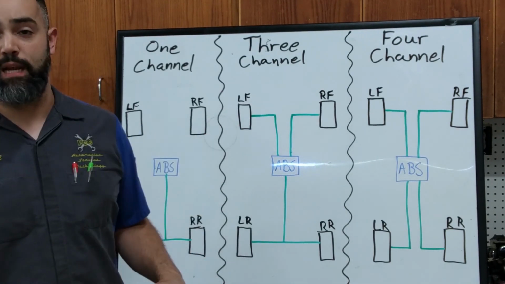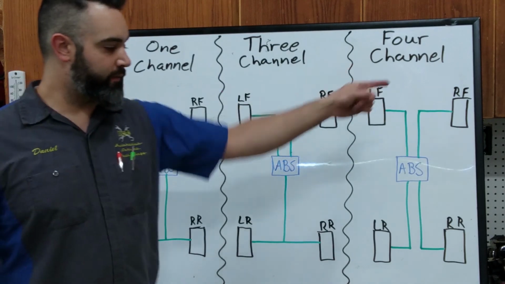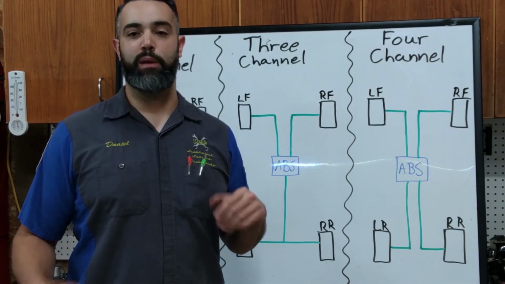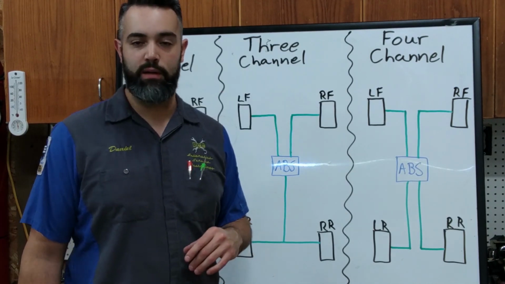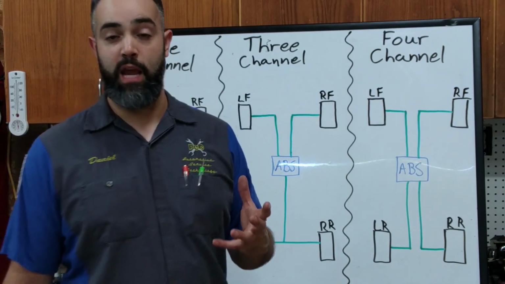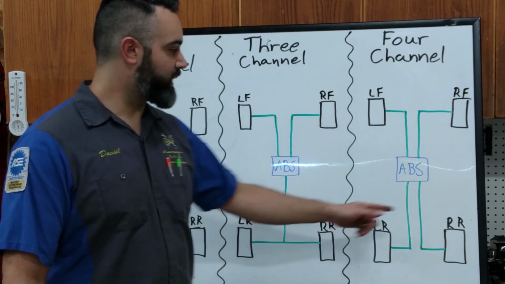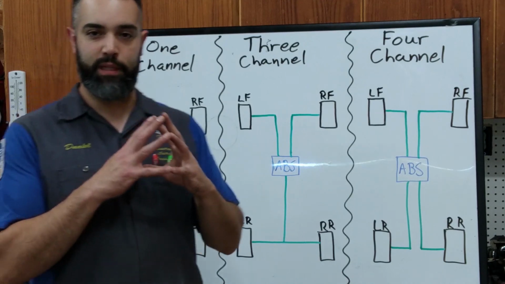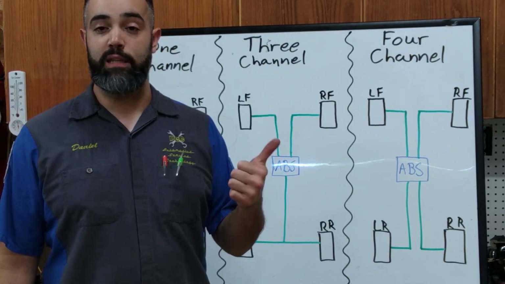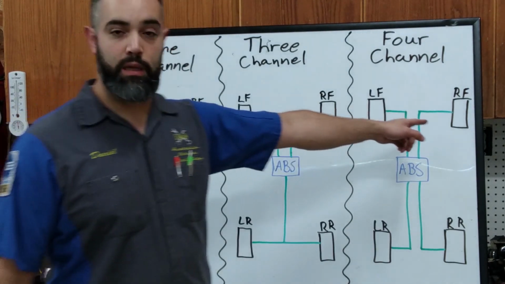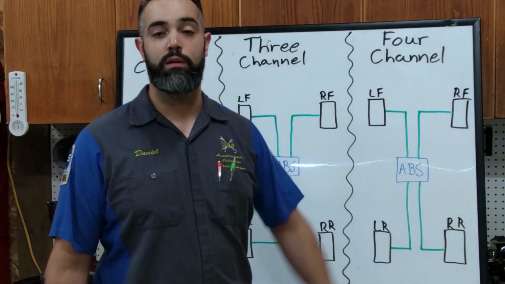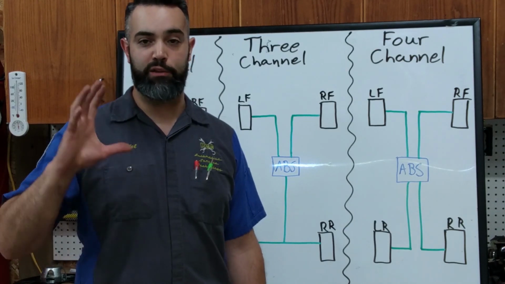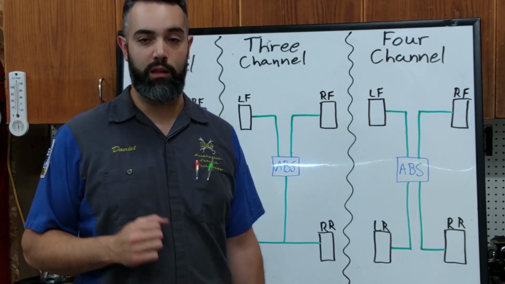4-channel is just as the name suggests. Each individual wheel has its own wheel speed sensor, and it's being monitored by the ABS controller. So each one of these is an input, and there is circuitry built into the valve assembly which allows the system to isolate, reduce, reapply each individual wheel as needed. So if only one wheel is locking up, the system can control the brake pressure to that one wheel alone.